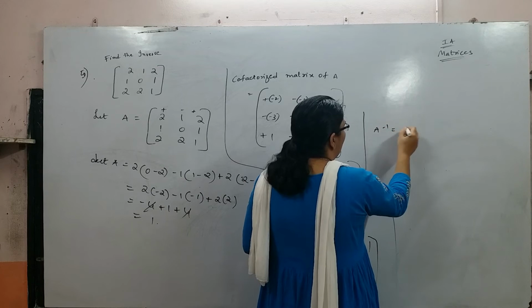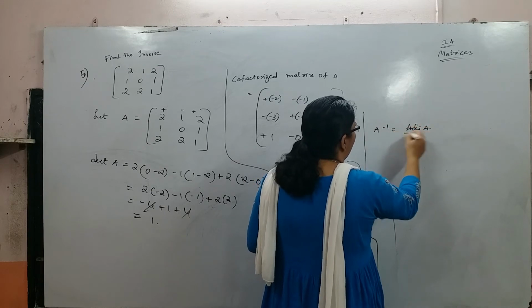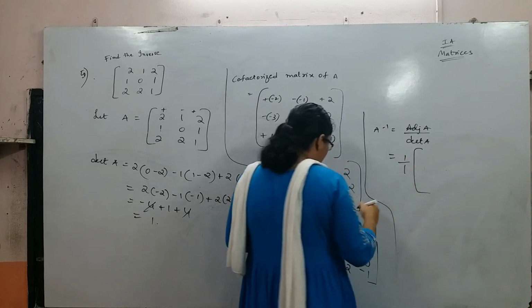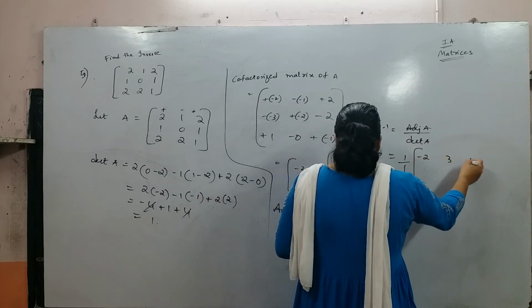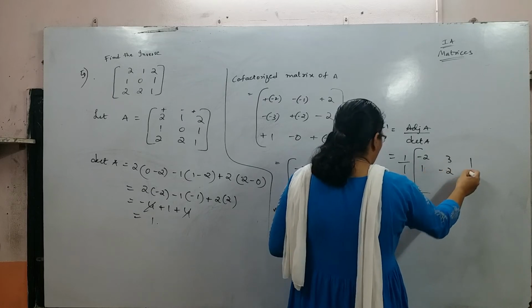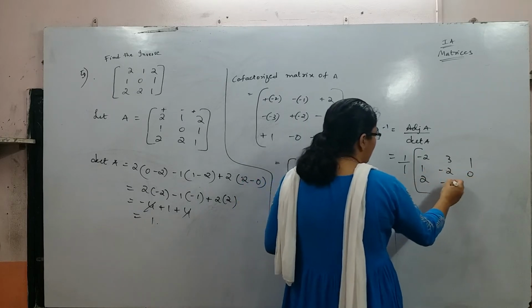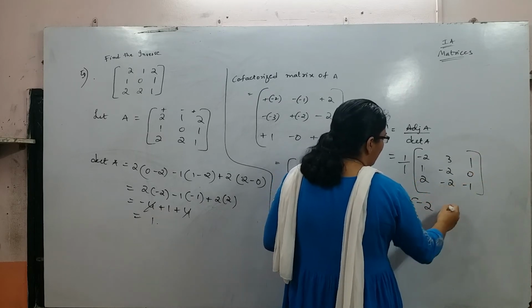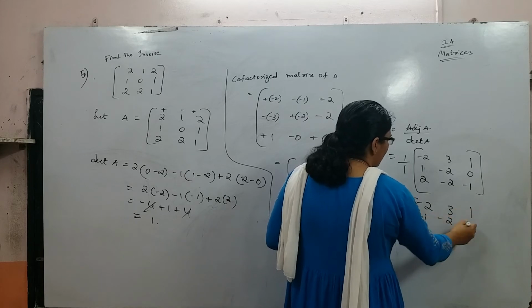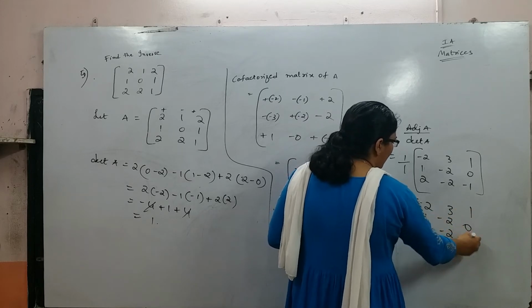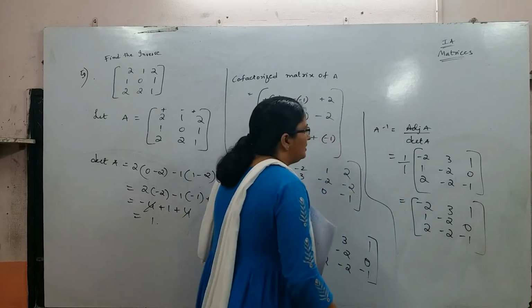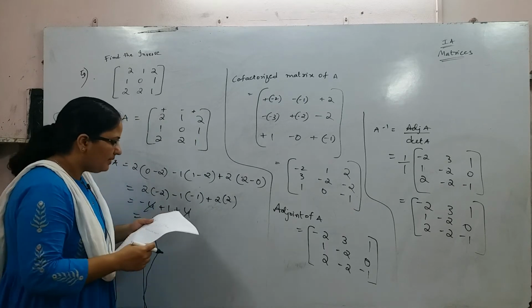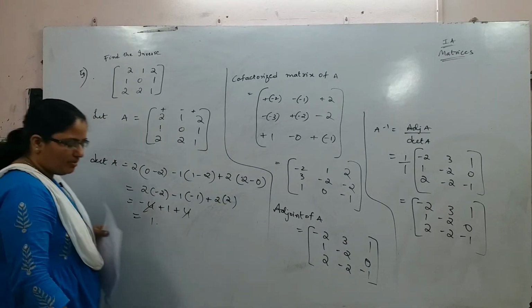A inverse is equal to adjoint A by det A. Det A is 1. Adjoint of A is minus 2, 3, 1; 1, minus 2, 0; 2, minus 2, minus 1. So A inverse is equal to minus 2, 3, 1; 1, minus 2, 0; 2, minus 2, minus 1. So this is the inverse of the given matrix. Let us find the inverse of some more matrices.